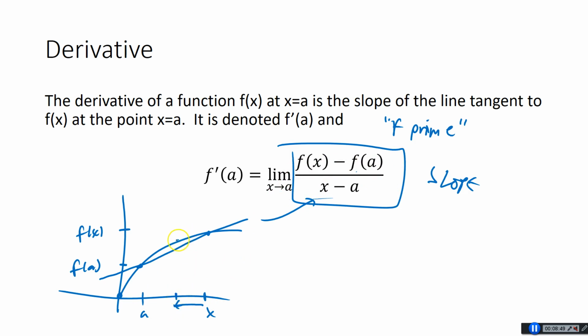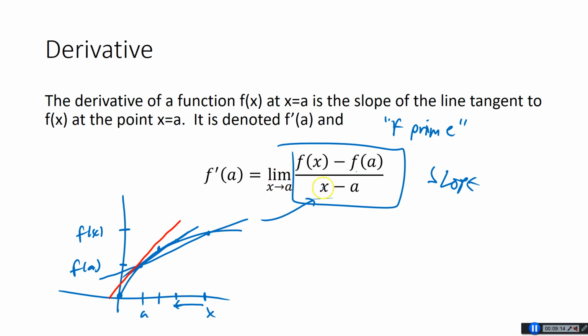Now what we do is we make x get closer and closer to a. If it's here, that slope is going to be a little bit closer to the slope of the tangent line. If I make it even closer, it's going to be even better. I'm aiming for the slope of that tangent line that just bounces off the curve, because the closer x gets, the closer it gets to the value I want. So that limit gives you the slope of that tangent line.